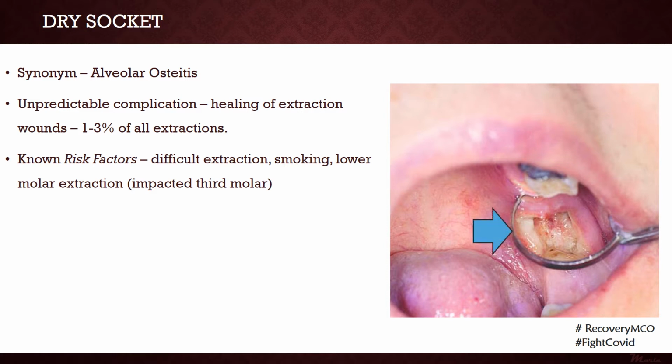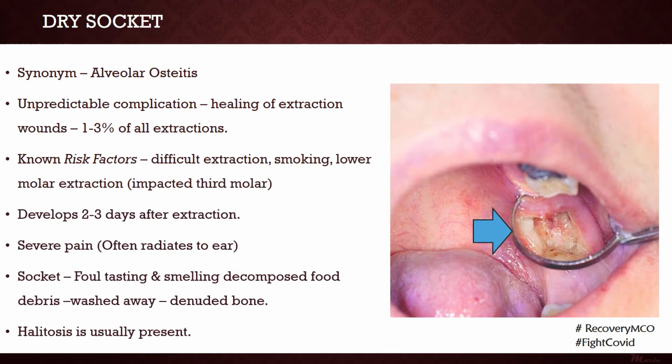As you can see in this image, it shows the clinical features of dry socket. This lesion generally develops within 2 to 3 days of extraction. It is associated with severe pain. The pain is radiating in nature and often radiates to the ear. The socket is filled with foul tasting and smelling decomposed food debris, which, when it is washed away, reveals the denuded bone. Patients with dry socket generally present with halitosis as well.